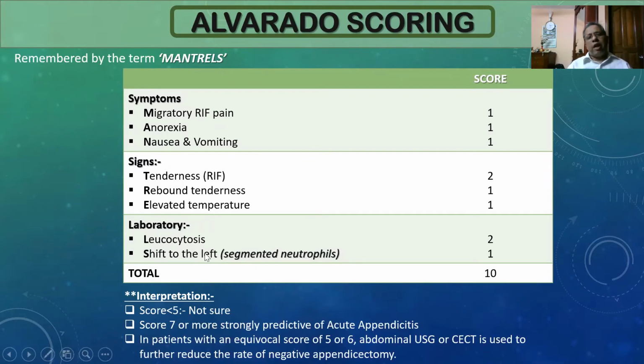And shift to the left. It is a very beautiful terminology, a phrase. It means that the leukocytosis is due to an increased neutrophil count, so the total count is increased. Whenever more production of leukocytes, especially neutrophils, is needed, an emergency supply is required.